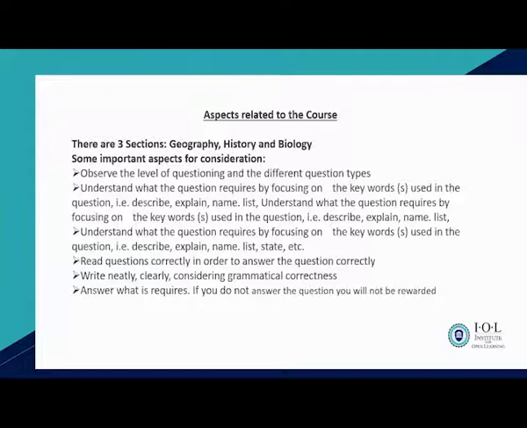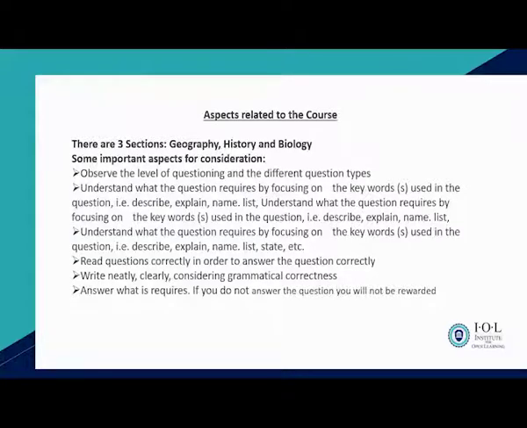Aspects related to the course. I've mentioned that there are 3 sections. It is geography, it is history, and biology. This course is combined into 3 subjects. It is important that for each of the subjects you observe the level of questioning, as I've mentioned before, and the different question types, which is also important.